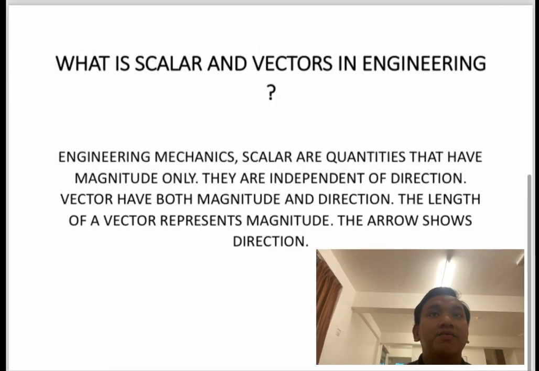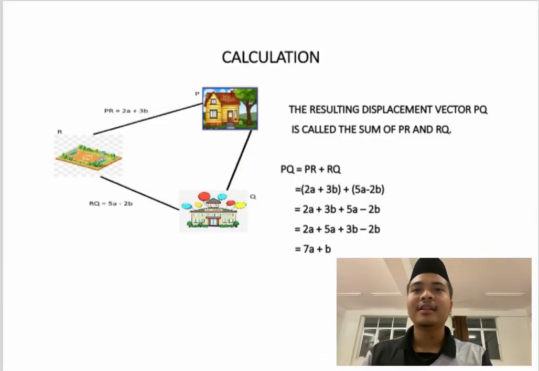What is scalar and vector in engineering? In engineering mechanics, scalars are quantities that have magnitude only. They are independent of direction. Vectors have both magnitude and direction. The length of a vector represents magnitude. The arrows show direction.